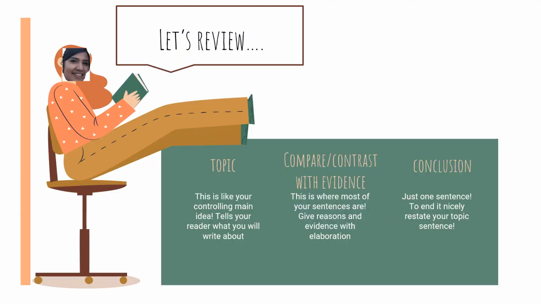So just as a very quick review, remember, as you're writing your paragraph, you need to be thinking that your paragraph should really just include a topic sentence. This is like your controlling main idea. It tells your reader what you're going to be writing about. You need to make sure that most of your sentences are your compare and contrast sentences with evidence. This is where you're telling us the different reasons and the different proof that you have for how they are the same and how they're different. And you're going to end with one sentence that's a conclusion. This one is just to restate your topic sentence, and it's just to end things nicely.